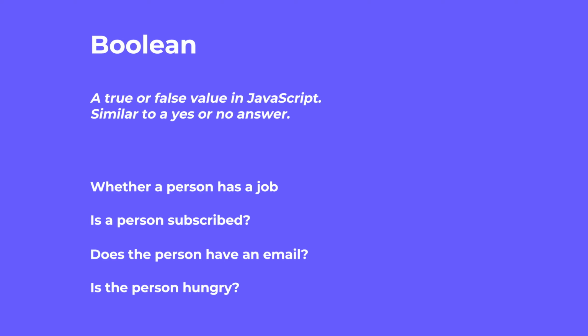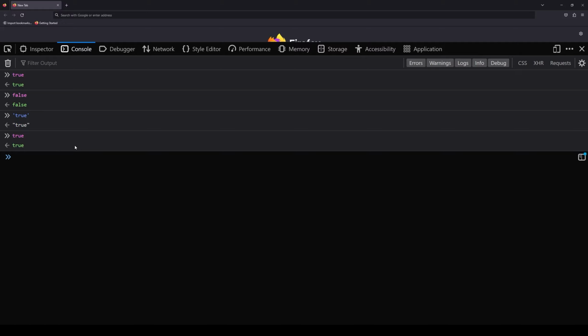Okay, so the next data type is a Boolean. A Boolean is just a true or false value in JavaScript. It's kind of similar to a yes or no answer, right? And this will be very useful for us in later concepts in this video. You can think of it like whether a person has a job: it's true or false. If he has a job, the Boolean answer would be true. If he doesn't have a job, it would be false. This is represented in JavaScript as the word true or the word false. Again, it's not a string, it's just the words without the quotes, because they're very different. We'll find the different ways that Booleans are represented later on in this video.